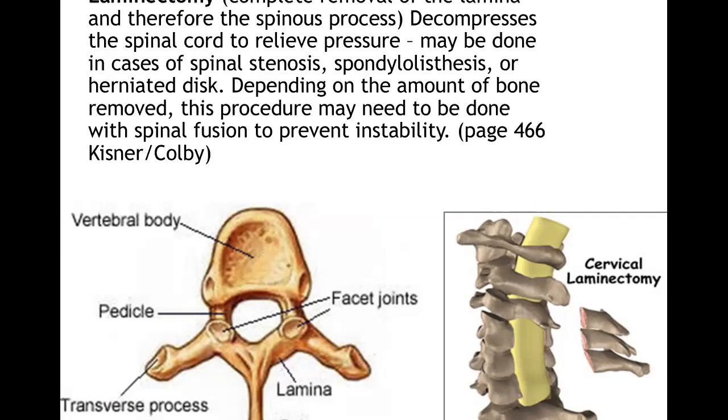Depending on the amount of bone removed, the procedure may need to be done with spinal fusion to prevent instability, because we're removing this whole area here that you see in the picture on the bottom right corner. So we need to provide some type of stability. So what they do is maybe they will use a cage in this area here to provide a fusion and provide more stability, because the lamina was completely removed. The spinous process was completely removed. So this area here is going to be unstable. So sometimes it is combined with a spinal fusion.